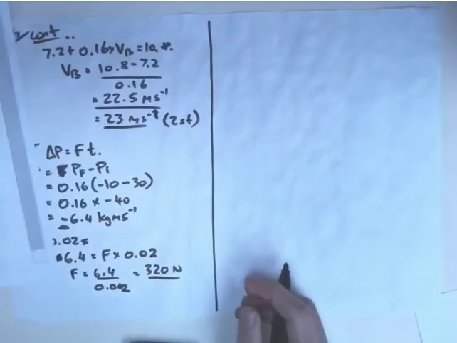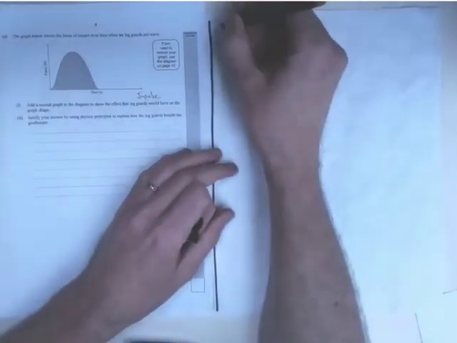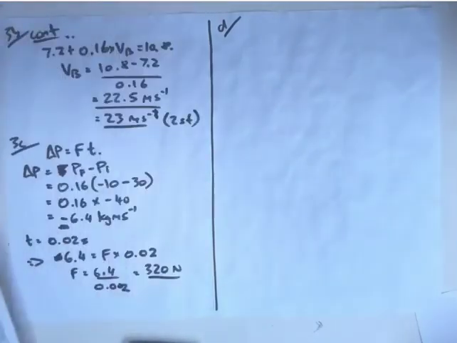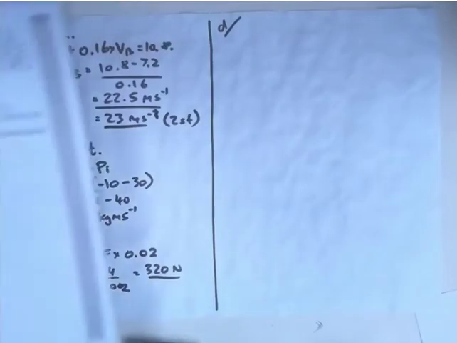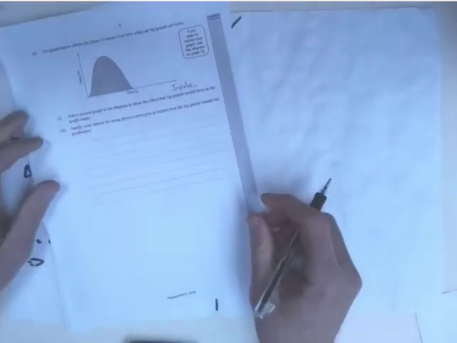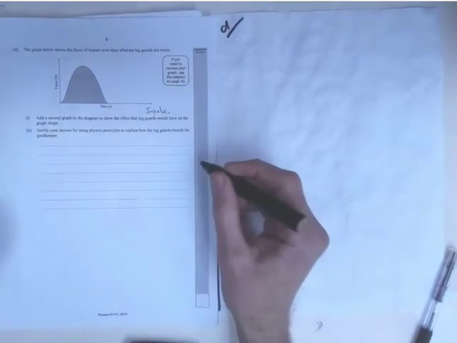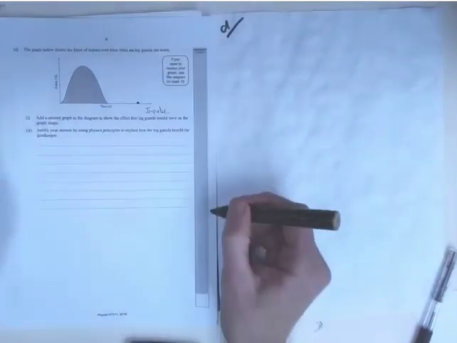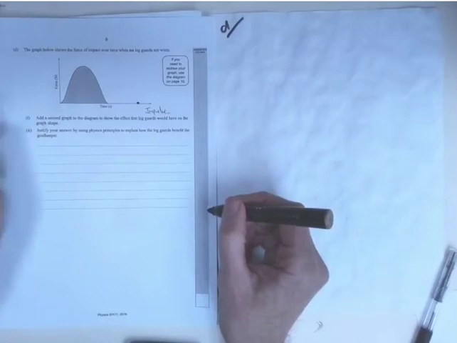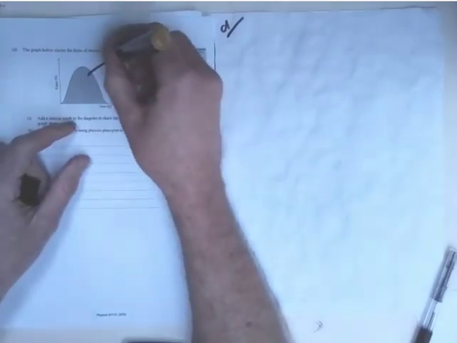Right, the fourth part of this question, and the last part of the exam, is asking for a more qualitative answer. It has this idea that if the change in momentum equals the force times time, that means that the change in momentum is the area under this graph. So the first thing we are asked to do is add a second graph to the diagram to show the effect that leg guards would have on the graph shape.